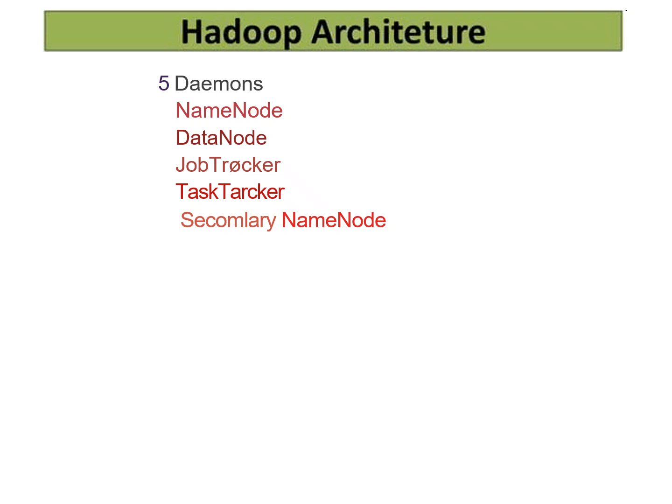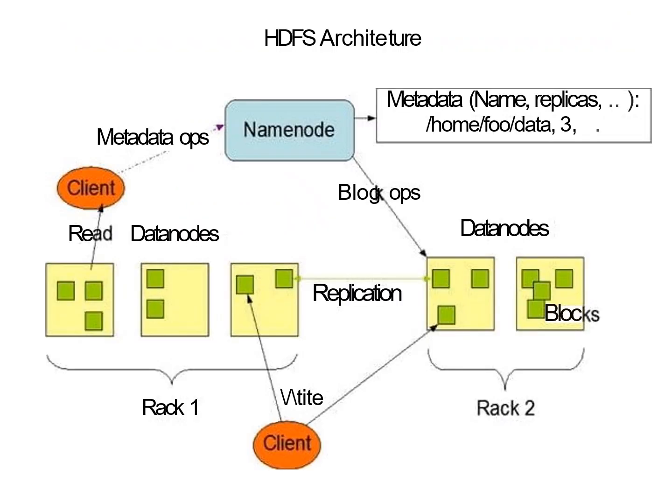Welcome to data analytics subject. In this video, we are going to discuss Hadoop architecture. Hadoop architecture mainly consists of 5 components: name node, data node, job tracker, task tracker, and secondary name node.